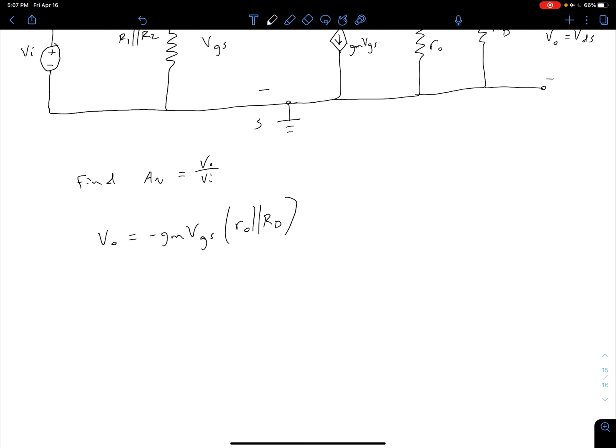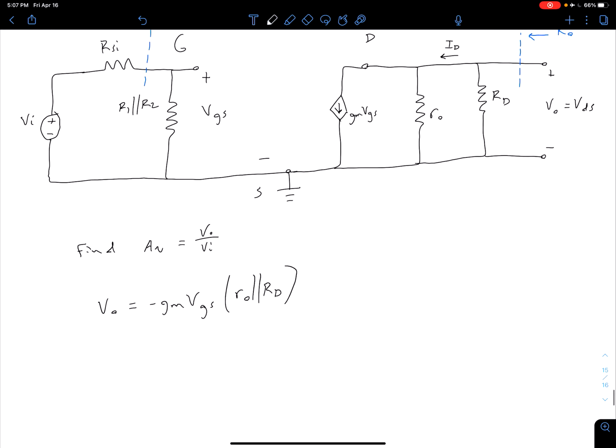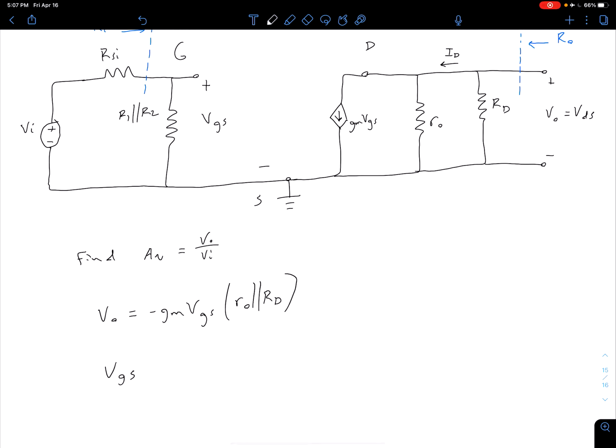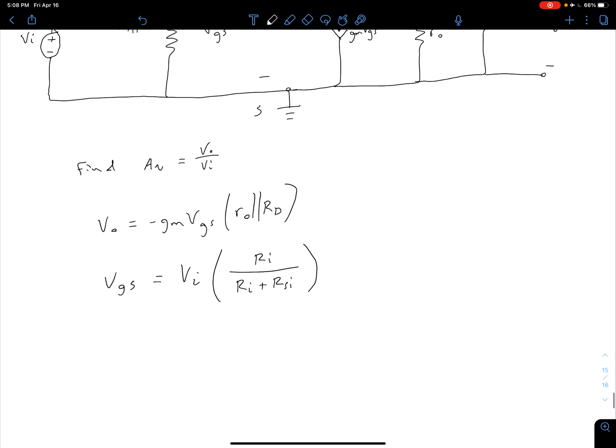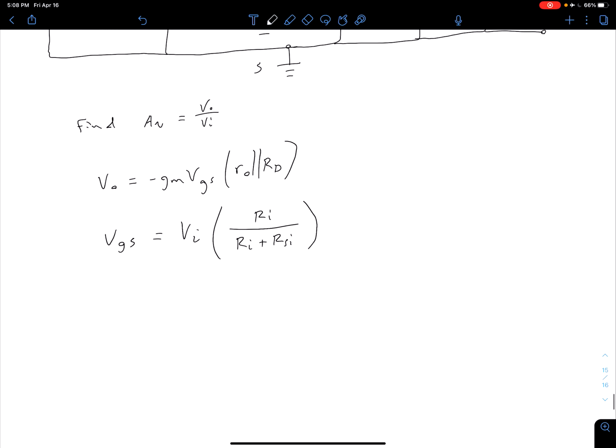Okay, so now we want to look at our input side and relate that VGS value back to our VI, such that ultimately we can find this ratio of V out to VI. From the input side, we have a simple voltage divider, so we can say our VGS is equal to our VI, our input voltage, times RI in the numerator divided by RI plus RSI. And of course, what we can see from that is our RI is just going to be our R1 parallel with R2. We'll come back to that in just a second though.